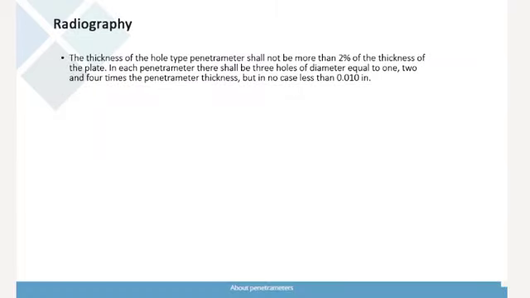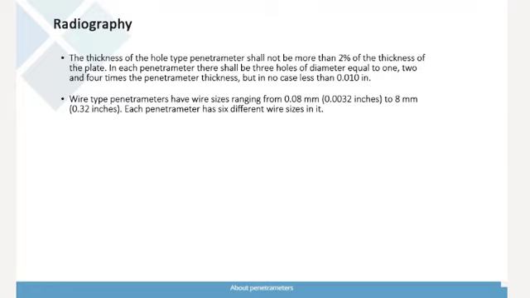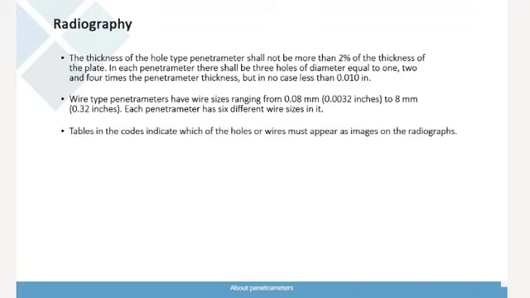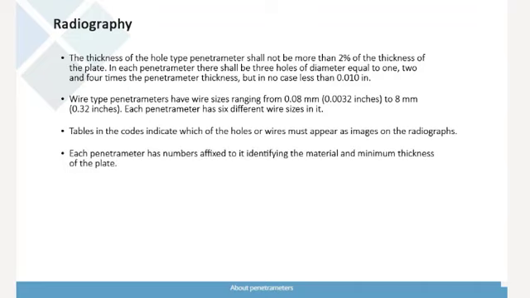The thickness of the hole-type penetrometer shall not be more than 2% of the thickness of the plate. In each penetrometer there shall be 3 holes of diameter equal to 1, 2 and 4 times the penetrometer thickness, but in no case less than 0.010 inches. Wire-type penetrometers have wire sizes ranging from 0.08 mm, 0.0032 inches, to 8 mm, 0.32 inches. Each penetrometer has 6 different wire sizes in it. Tables in the codes indicate which of the holes or wires must appear as images on the radiographs. Each penetrometer has numbers affixed to it identifying the material and minimum thickness of the plate.